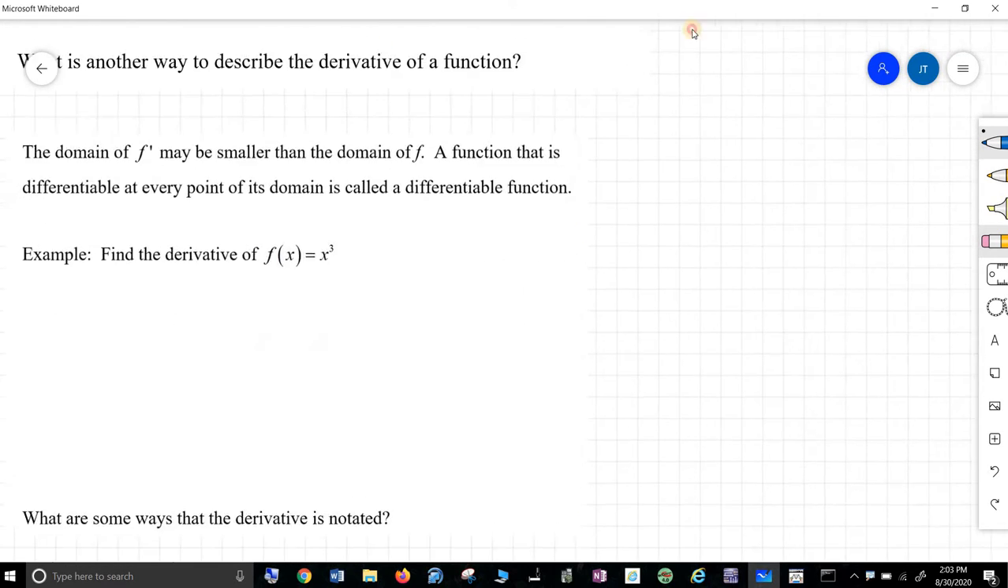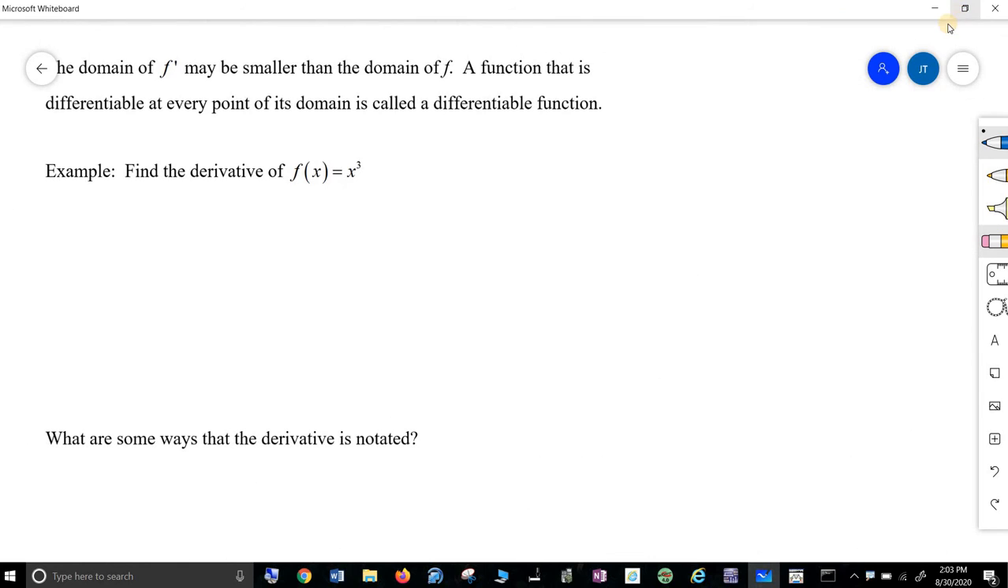Now they get into this domain thing. The domain of f prime can be smaller than the domain of f. You don't have to worry about that, but the domain of a derivative can't be bigger than its original function. That'll pop up in integrals. You don't have to worry about that now. We say a function that's differentiable at every point is a differentiable function. X to the third is a differentiable function. There's not going to be any problems there.